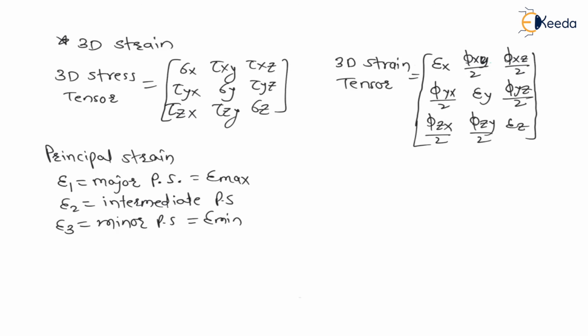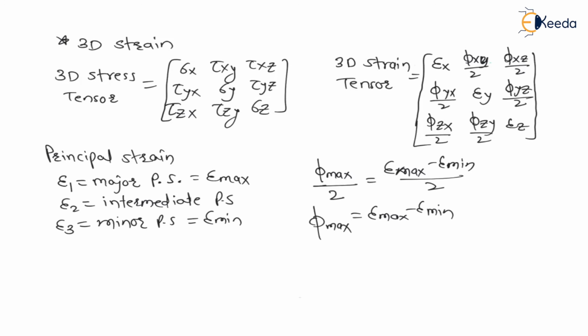Now while calculating maximum shear strain, that is phi max, in the formula we have to write phi max by 2 is equal to E max minus E minimum divided by 2. Therefore the 2 will get cancelled. Therefore phi max is equal to E max minus E minimum, and in the provided case it will be E1 minus E3. This is how we have to calculate.